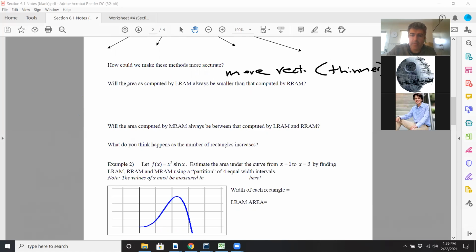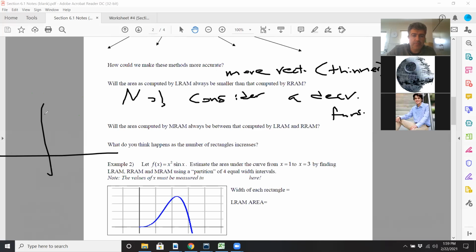Now, will the area Lram always be smaller than Rram? Because it was for our example we just did. The answer is no. Consider a decreasing function. What about a decreasing function? So here's A, here's B.